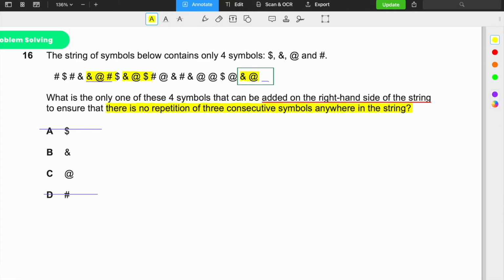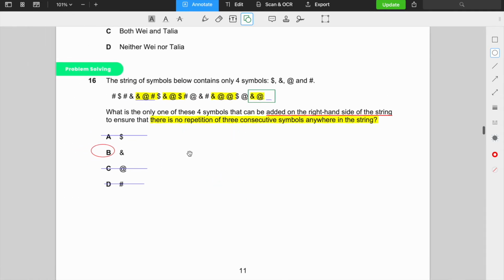Where else do we have and at? We have and at, right? So we can't have at here. So we can eliminate option C. That means option B must be our answer. Done. That's all it is. Okay? So if we had and at, and there would be no other similar 3 consecutive symbols anywhere in the string.